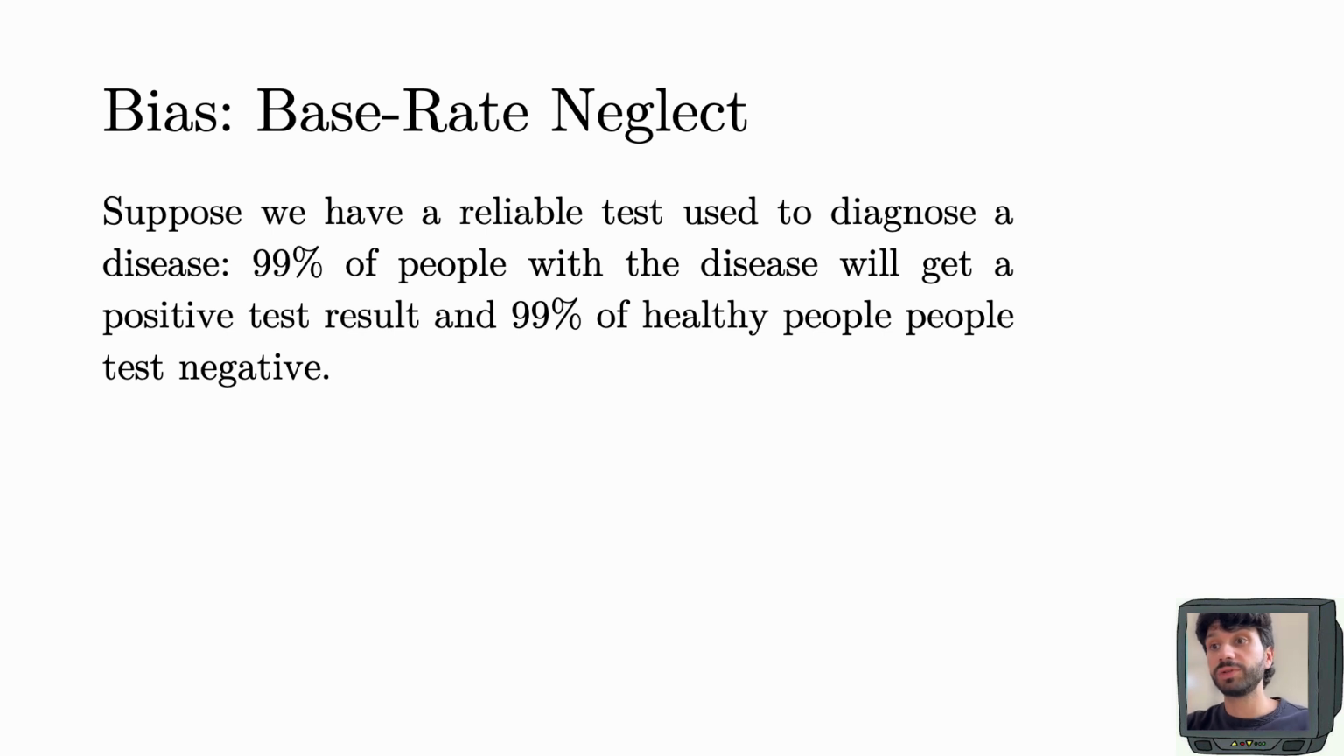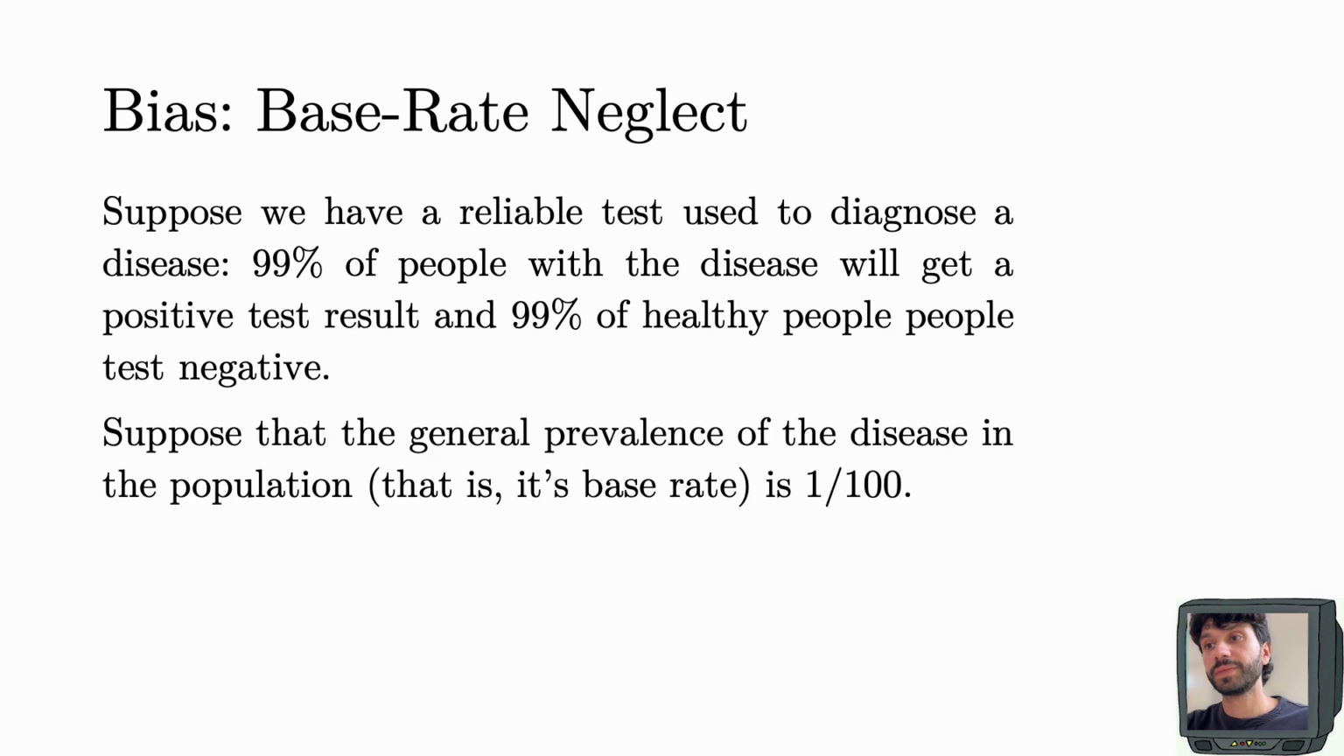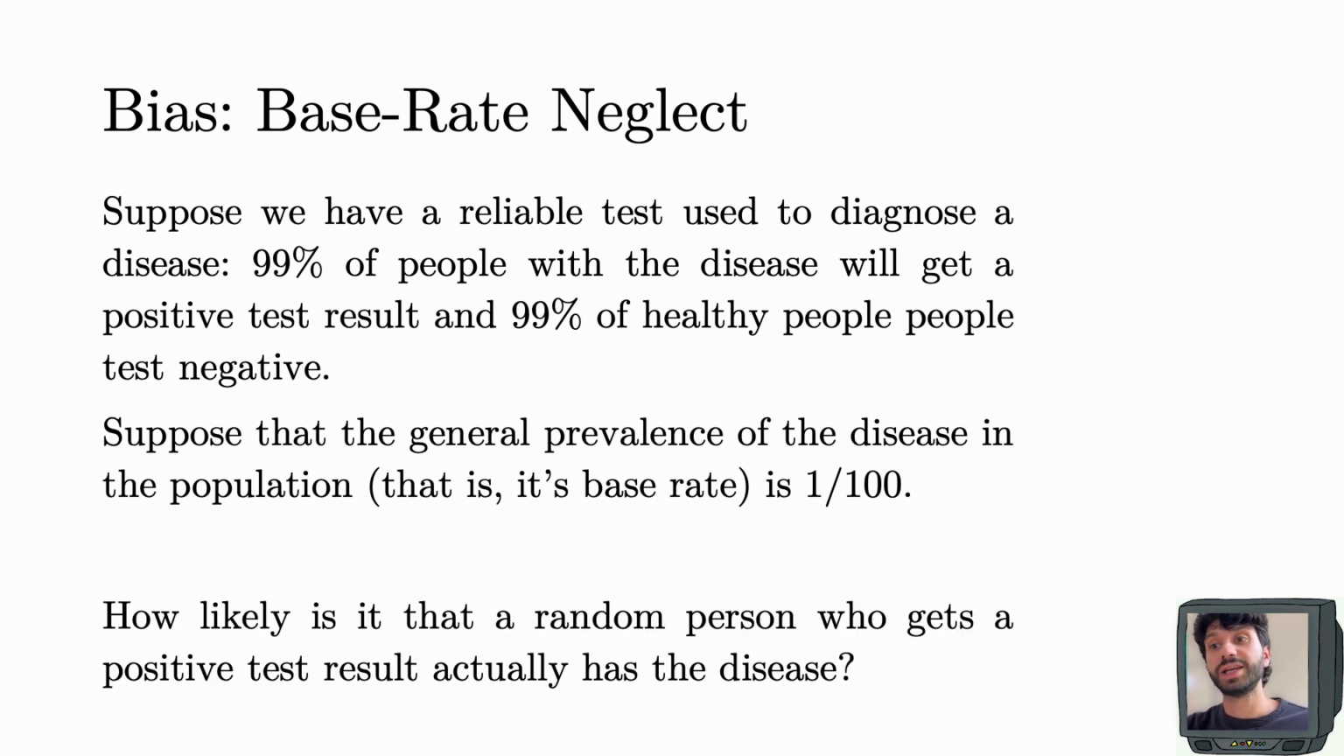Suppose we have a reliable test used to diagnose a disease. 99% of people with the disease will get a positive test result, and 99% of healthy people will test negative. Now suppose that the general prevalence of the disease in the population, and this is called the base rate, is 1 over 100. And then I asked you, how likely is it that a random person who gets a positive test result actually has the disease? And I told you that this percentage was 50%.